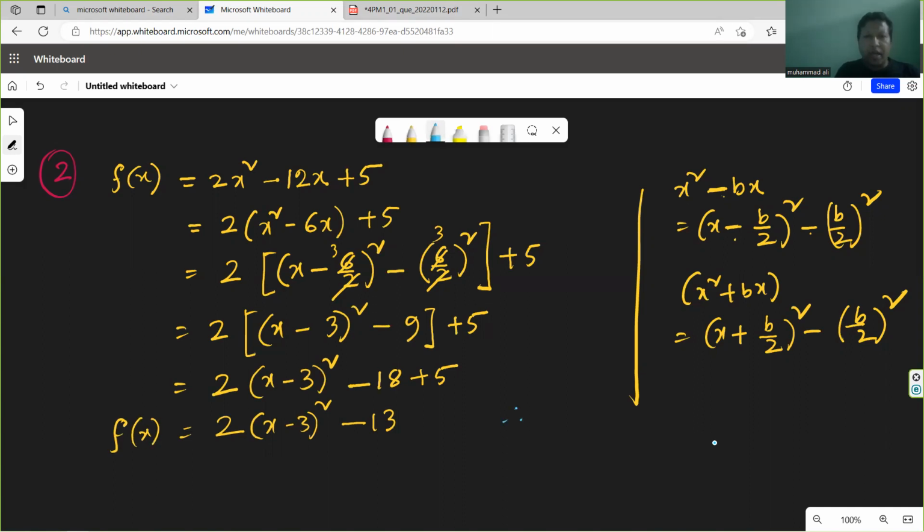Therefore, a will be 2, b will be minus 3, because the format was a times x plus b whole squared plus c. So b will be minus 3 and c will be minus 13. Okay.